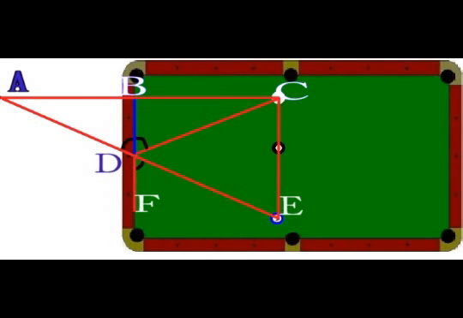Segment BC is congruent to AB by construction. Angle CBD is congruent to angle ABD because they are 90 degrees by construction. Segment BD is congruent to itself by reflexive property. Therefore, triangle ABD is congruent to CBD by side angle side, and angle ADB is congruent to CDB by corresponding parts of congruent triangles are congruent. Also, angle ADB is congruent to FDE because vertical angles are congruent.